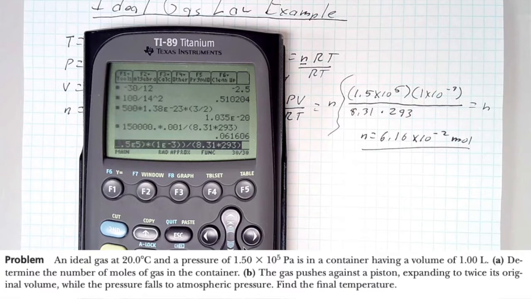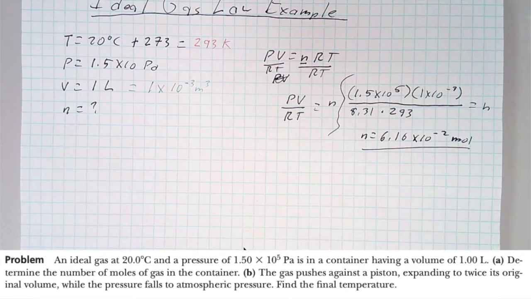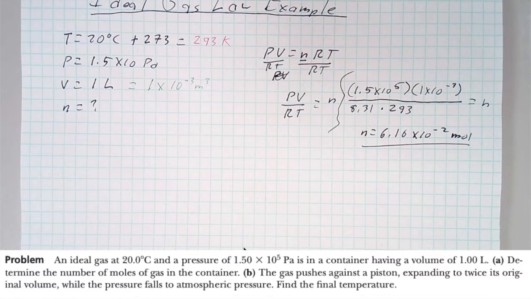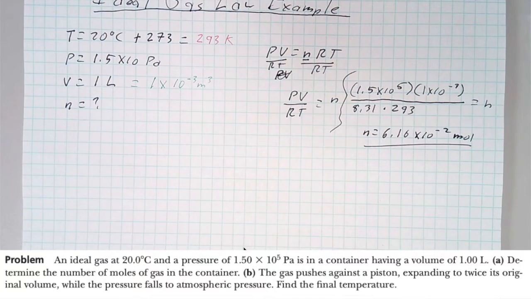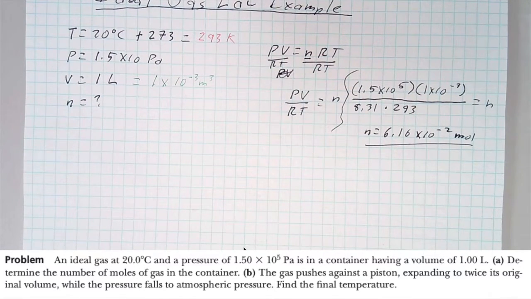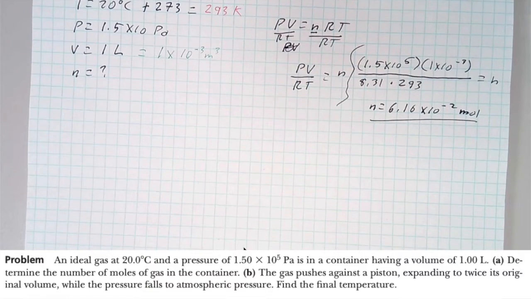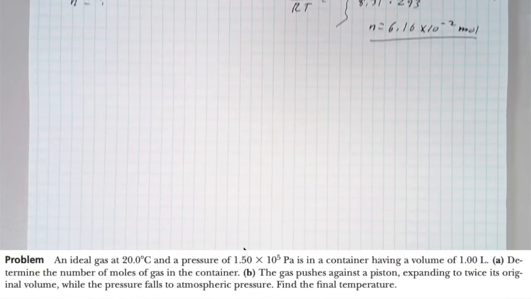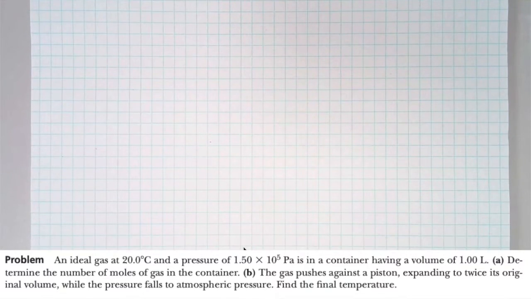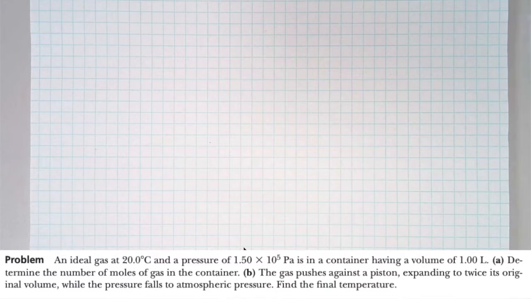All right, so now let's look at part B. Part B wants us to find something a little bit different. It wants us to find the final temperature if our gas pushes against a piston and expands to twice its original volume, while the pressure falls to atmospheric pressure. So let's go ahead and write out what we know.